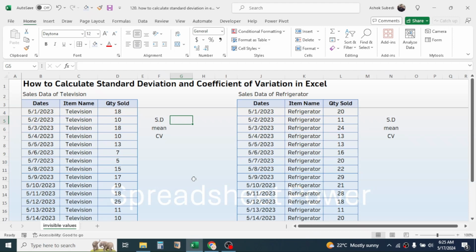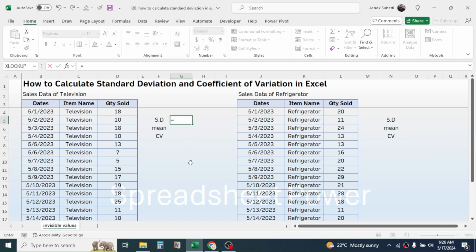If your data represents the whole data, then you have to use standard deviation of population. If your data is sample data that is randomly taken from a big data set, then you have to use the standard deviation for sample function. So here our data is the whole data, so we use the standard deviation for population.